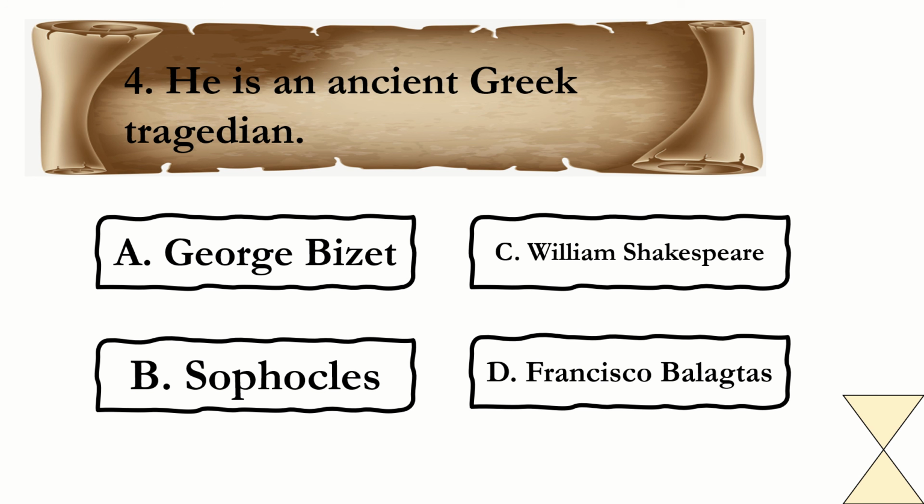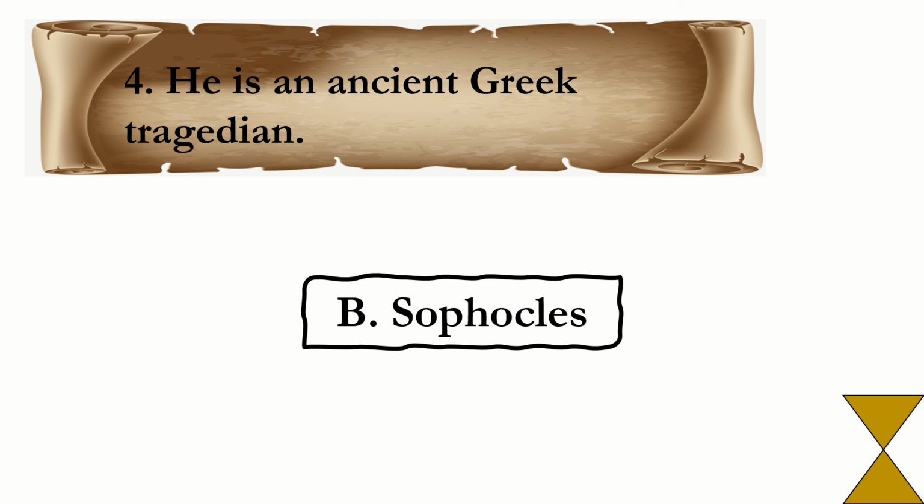4. He is an ancient Greek tragedian. A. George Bizet, B. Sophocles, C. William Shakespeare, D. Francisco Balagtas. The correct answer is B.